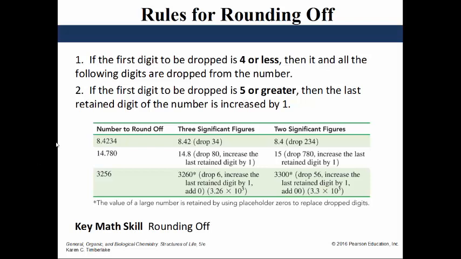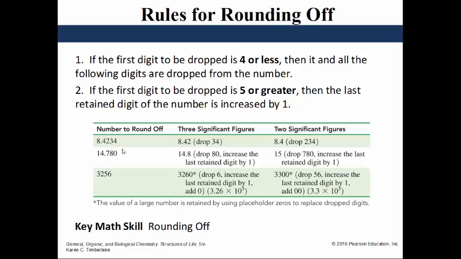So let's say for this example, 8.4234. If you're rounding off to just having 3 significant figures, these first 3, you look at the very next one next to it. This number 3 is less than 5, so nothing will change to that number. So 8.42. Everything else gets cut off.